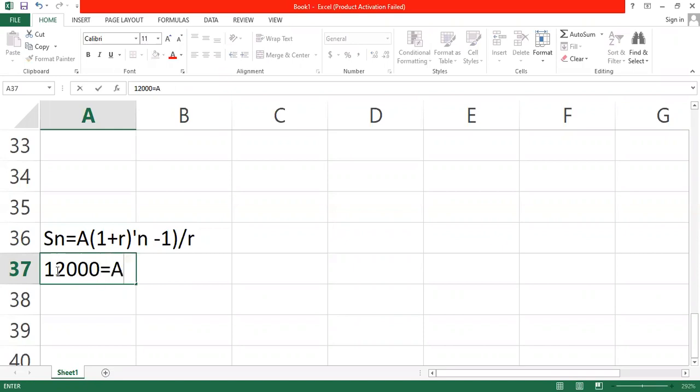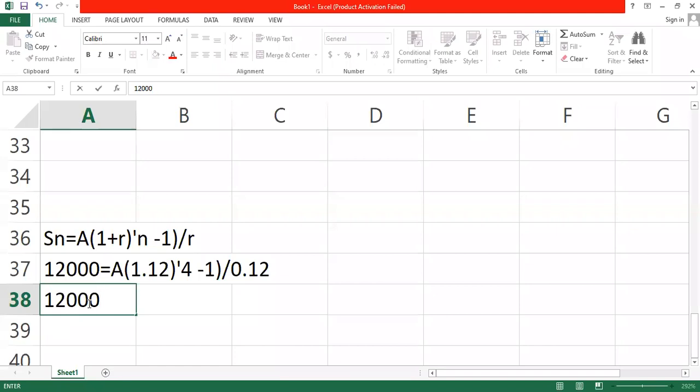So we have A multiplied by 1. What is the interest rate? 12%. 1.12. Exponent what? What is the number of years? It's 4. Minus 1, all divided by 0.12. Okay. Going for the 12,000, the same for all the side is what? The R, isn't it?